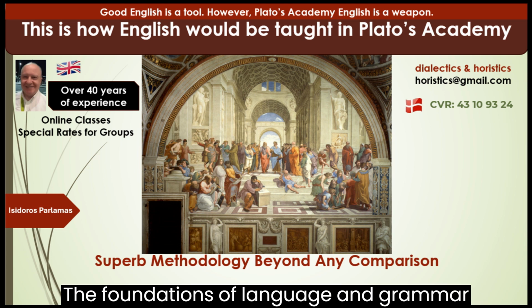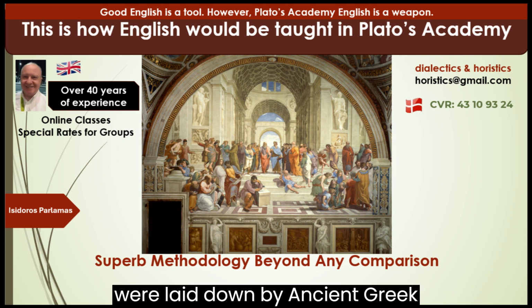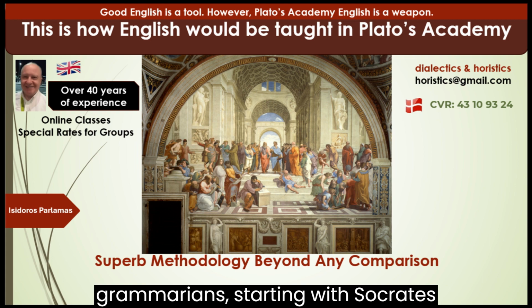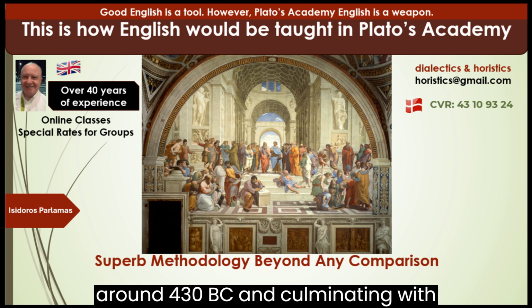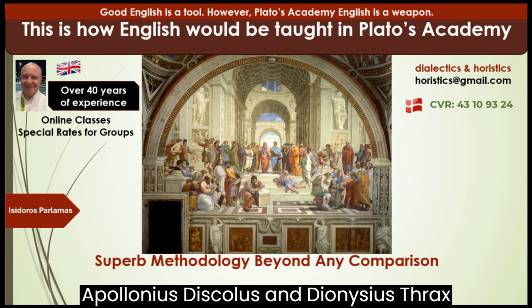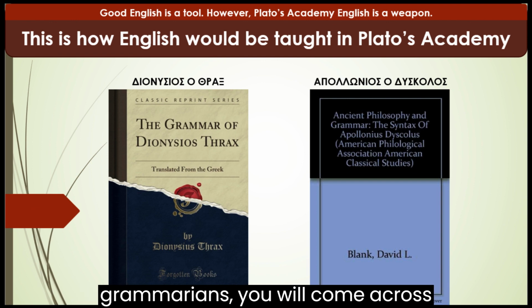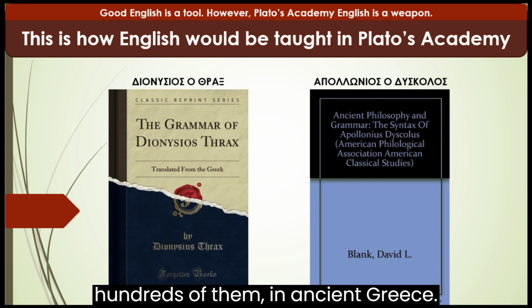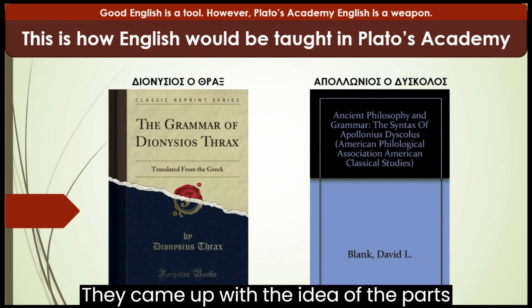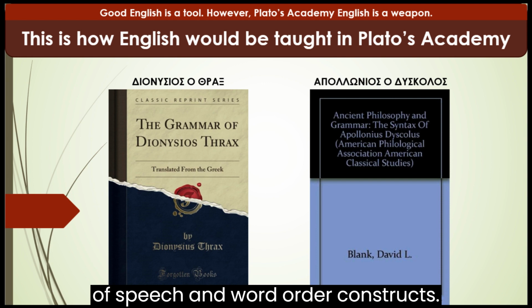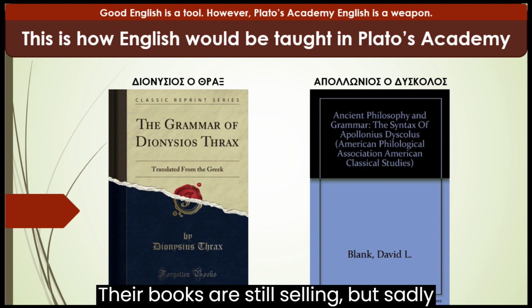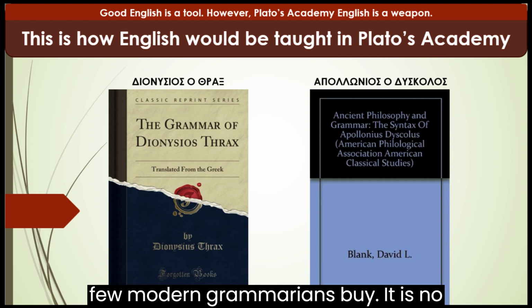The foundations of language and grammar were laid down by ancient Greek grammarians starting with Socrates around 430 BC and culminating with Apollonius Discalus and Dionysius Thrax around 130 BC. If you Google Greek grammarians, you will come across hundreds of them in ancient Greece. They came up with the idea of the parts of speech and word order constructs. Their books are still selling, but, sadly, few modern grammarians buy.